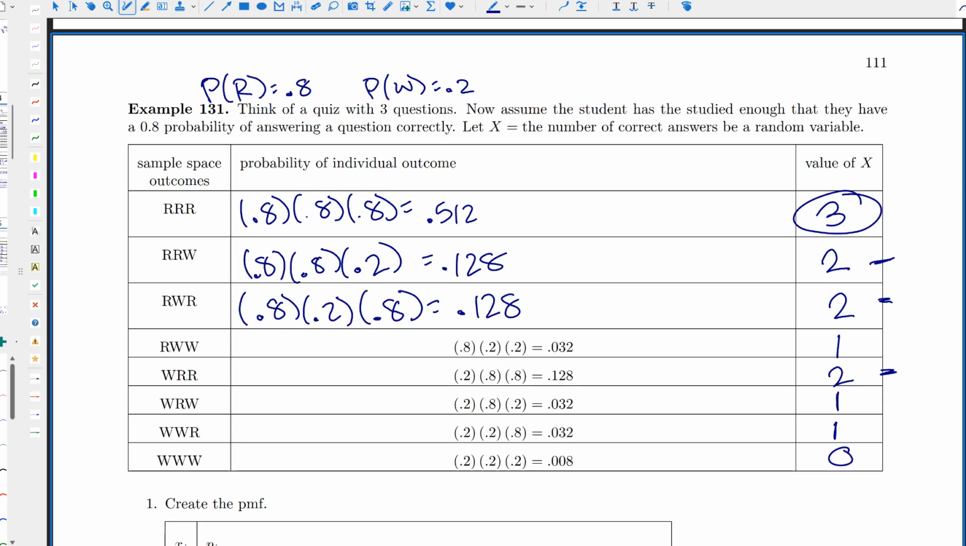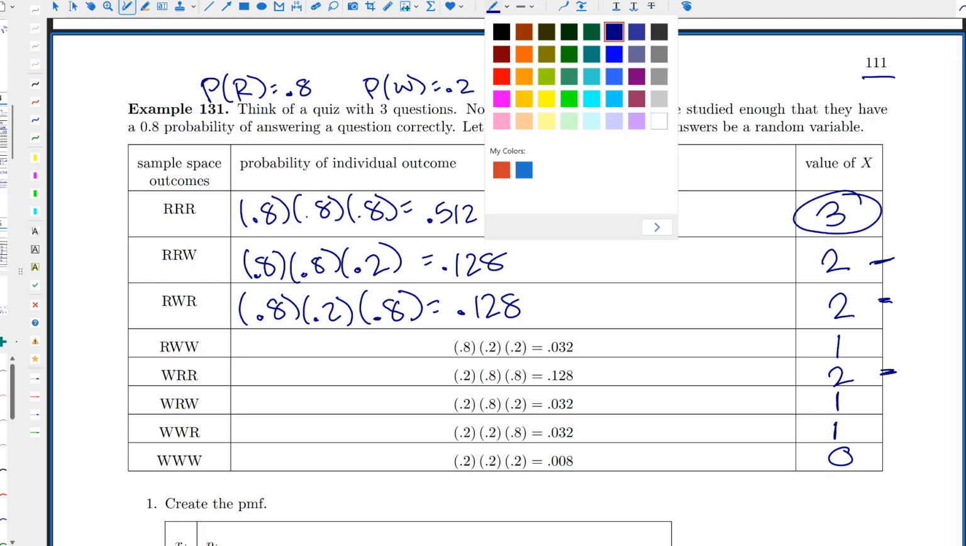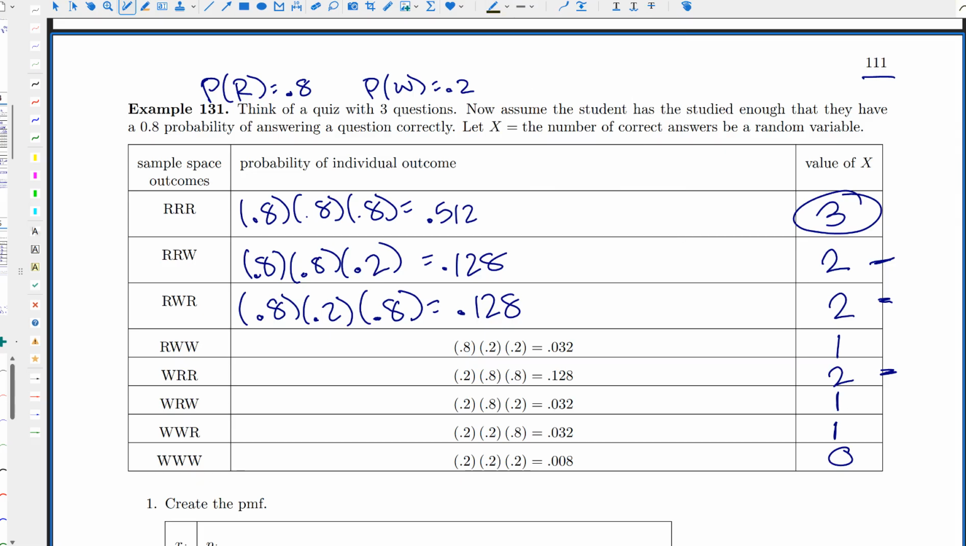So I want to go back briefly to example 131 on page 111. I want to show you how this was actually a binomial distribution. We knew in advance we had 3 questions. We had each time a probability of 0.8 of answering it correctly because each question was independent, and we wanted to see how many successes we got. And as you went through, if we wanted a value of 3, we had to figure out how many ways we could get 3 correct.